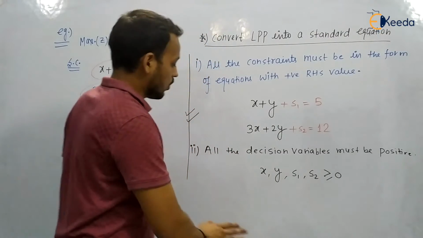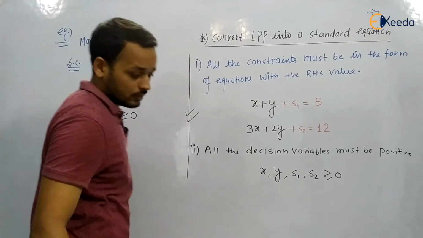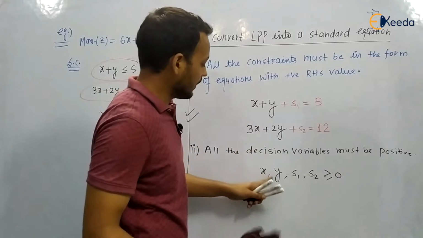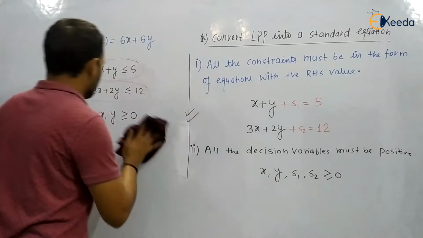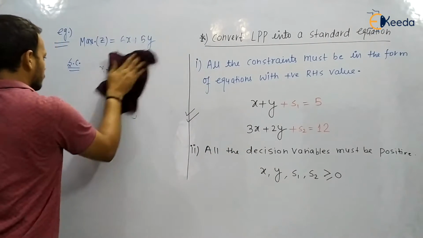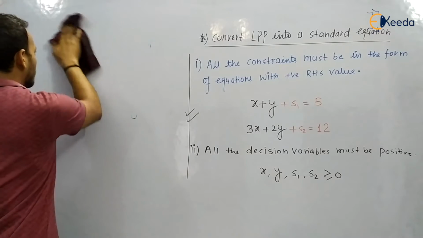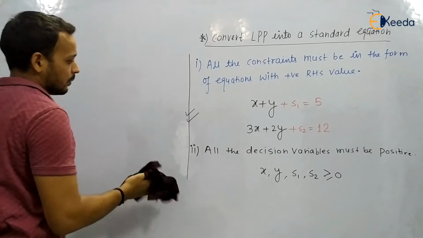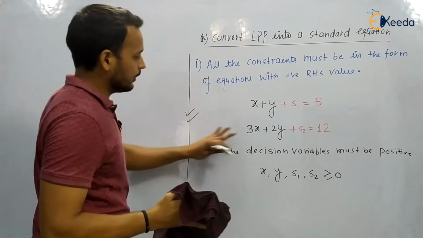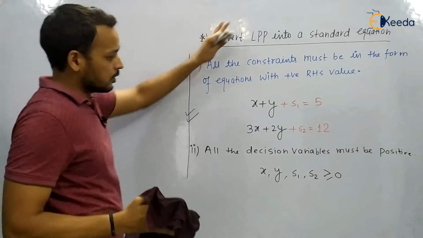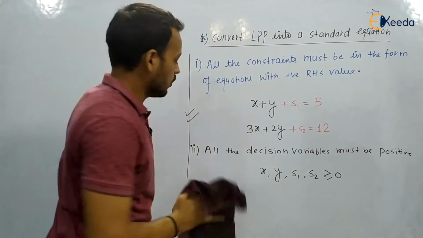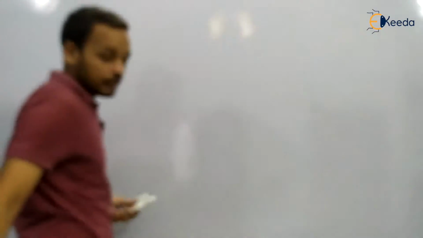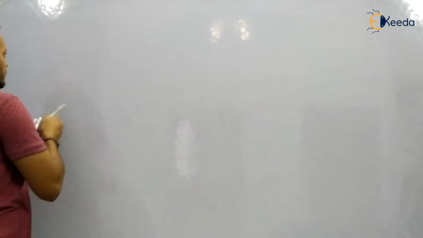So you have converted your constraints and your decision variables. Now we are going to apply the simplex method. I am going to write everything here, and we will solve the simplex method in this portion. It is a little bit of a lengthy method, so just keep patience.